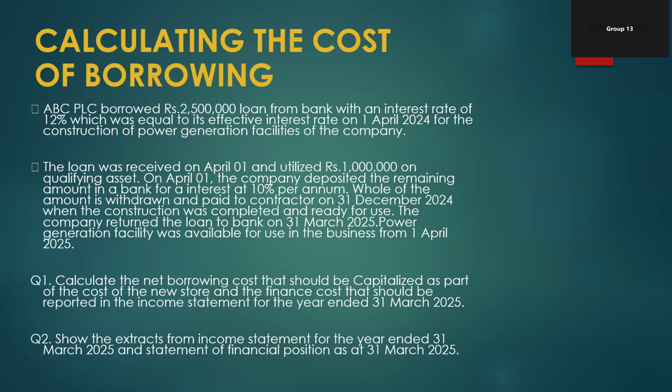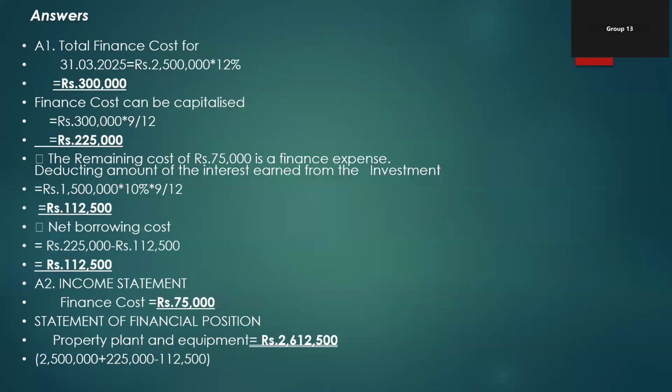After that, we can find out the answer to the second question. The second question says: show the extracts from the income statement for the year ended 31st March 2025 and the statement of financial position as at 31st March 2025. Now let's see how to find the answer for that. According to that, in the income statement, the finance cost should be 75,000.